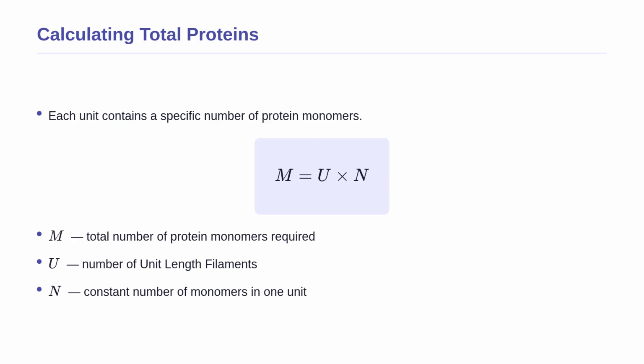U is the number of units we just calculated. N is the constant number of monomers contained in one single unit, which is typically 32. If the number of units U increases, the total material investment M increases significantly, showing how resource-intensive it is for the cell to build these massive structural cables.